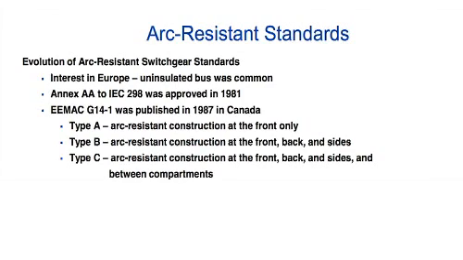Virtually no one buys arc-resistant construction in the front only. And that's pretty obvious. Why would you only do it in the front when people walk around switchgear all the time? So B became more of the standard, if you will, designed for Canada. And that's front, rear, and sides. Then you have type C, which was front, rear, and sides and isolation between the different compartments.